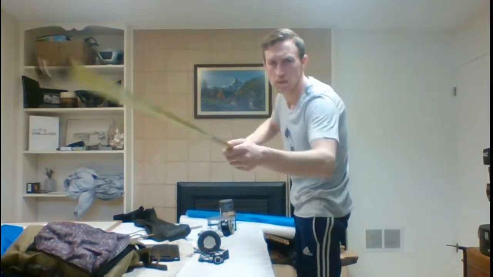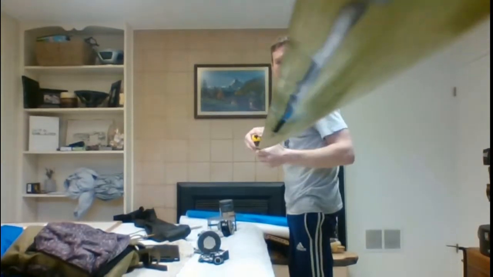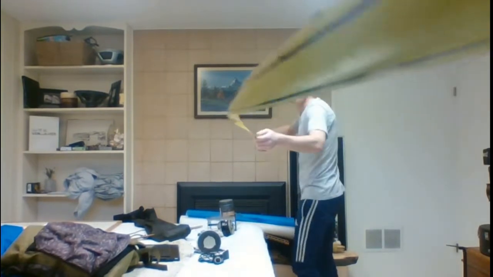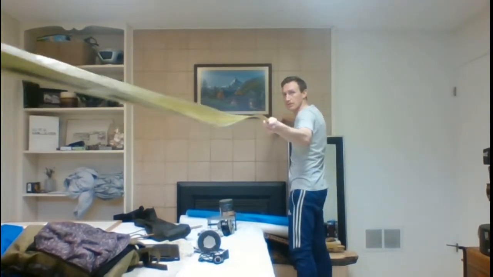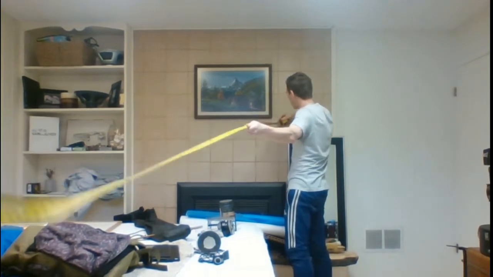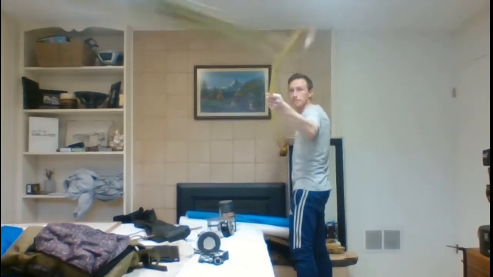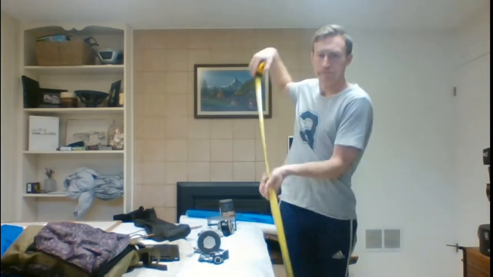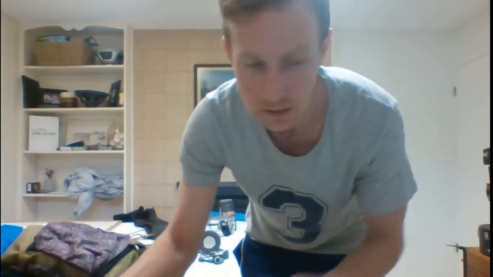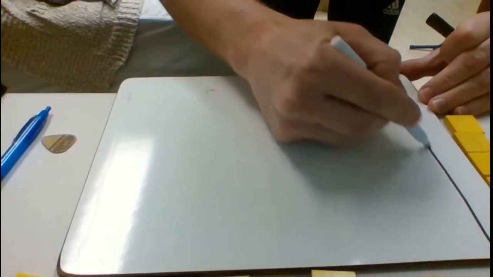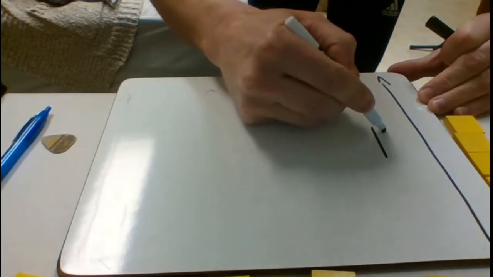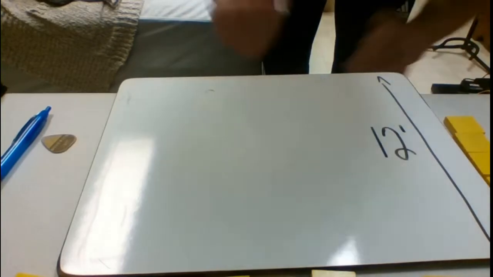So I'm going to start with my tape measure at one side of the wall, take it all the way across. So for this room, it is 12 feet wide. Let's write that on the whiteboard. 12 feet.